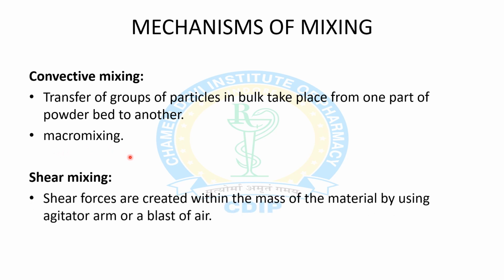Another type of mixing is shear mixing. So in shear mixing, shear forces are created within the mass of material by using an agitator arm or a blast of air. So by creating the shear forces between the particles, shear mixing will take place.